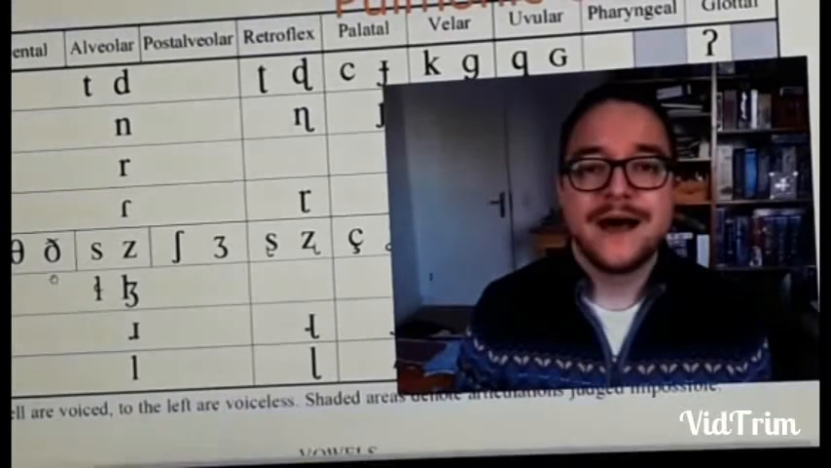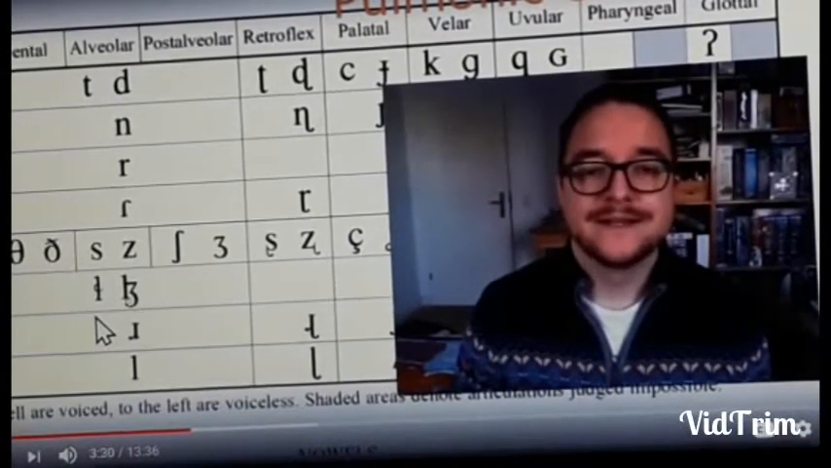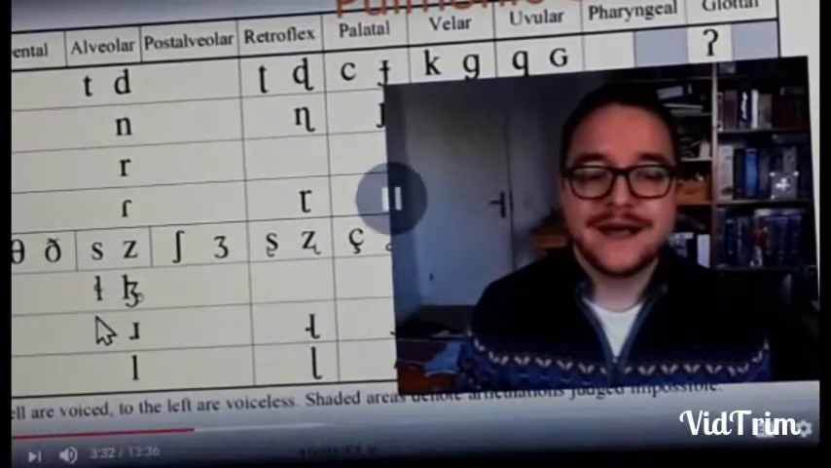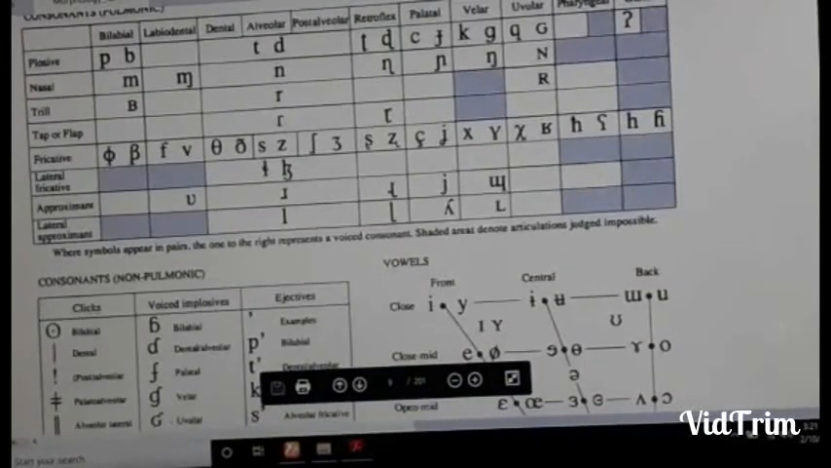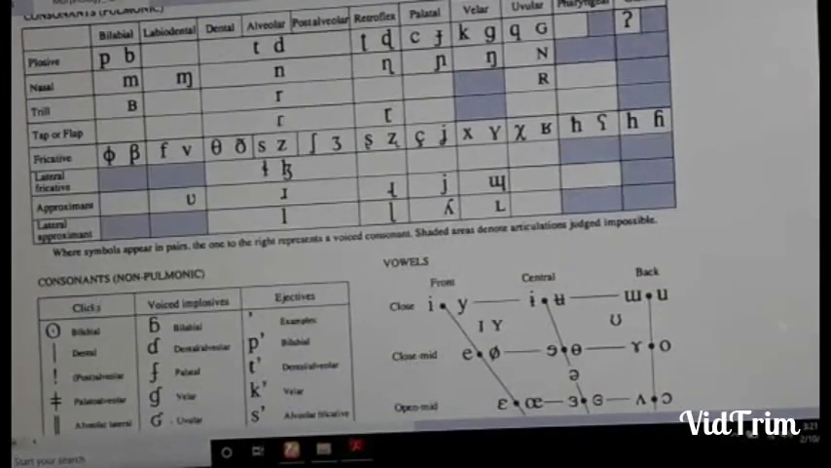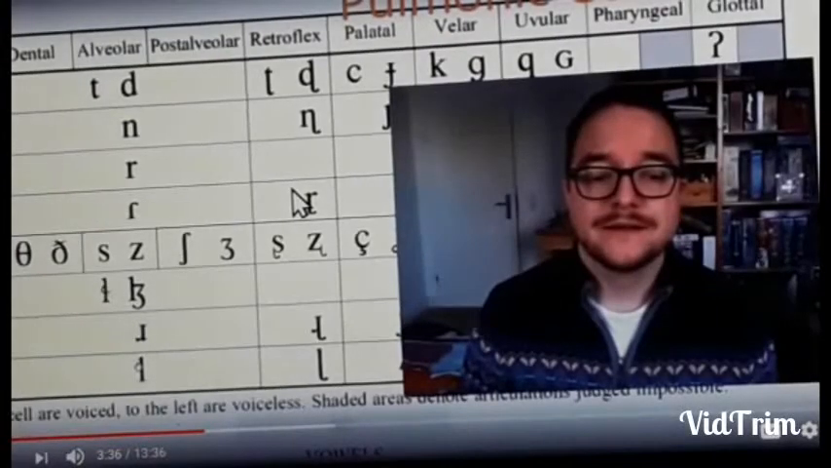Shla, ashla. Zla, azla. This is lateral fricative. Alveolar voiceless lateral fricative is shla, ashla, voiceless, and alveolar voiced lateral fricative is zla, azla. Ra, ara. Alveolar voiced trill.